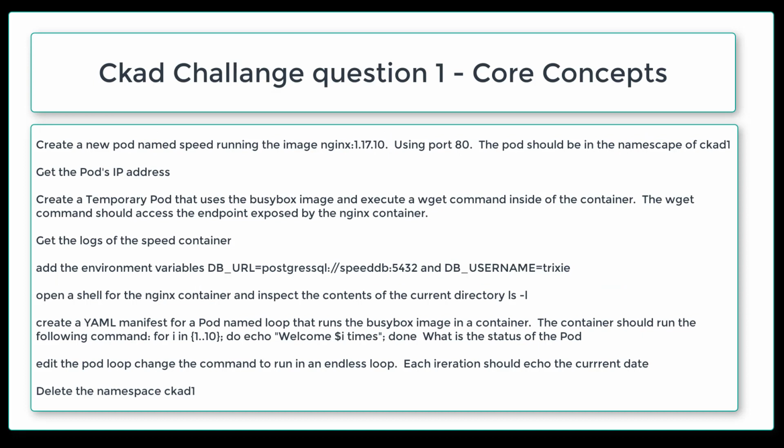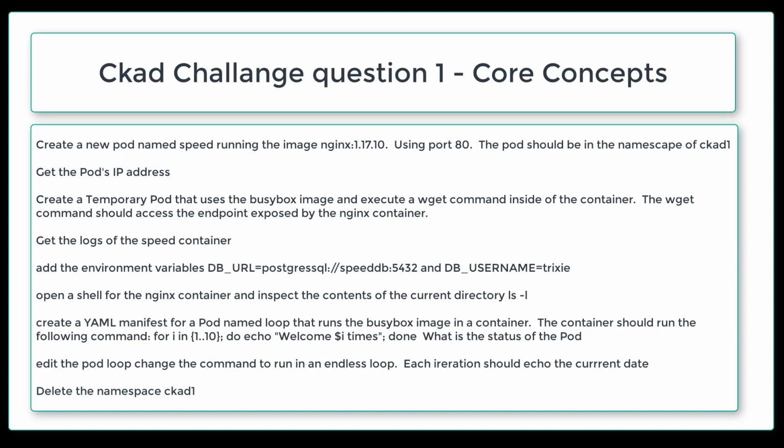Question 1, core concepts. Create a new pod named speed, running the image nginx using port 80, and the pod should be in the CKAD1 namespace. Get the IP address. Task 3, create a temporary pod that uses the busybox image and execute a wget command inside the container. The wget command should access the endpoint exposed by the nginx container. Get the log of the speed container. Add the environment variables db, and so on. Open a shell for the nginx container and inspect the contents of the current directory.